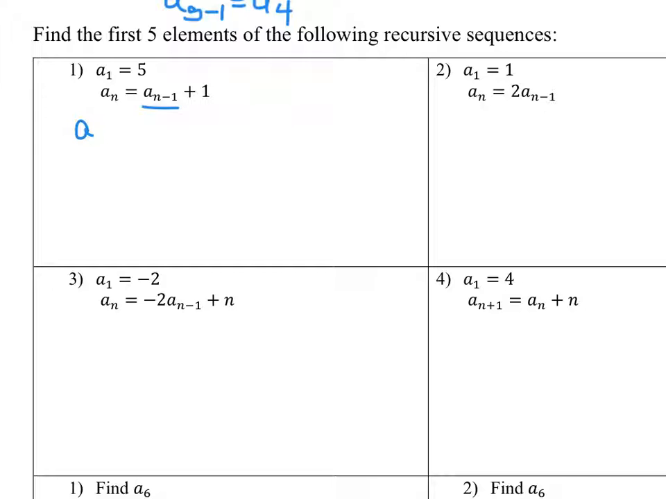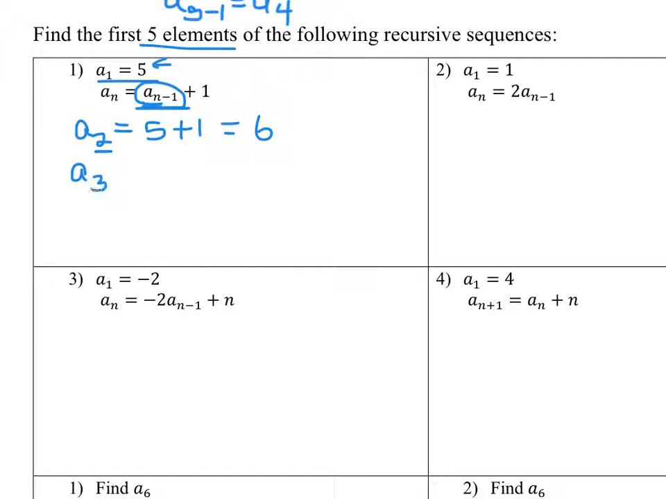So if I want to find the first 5 elements here, well, I know the first one, they give me that. A sub 1 is 5. So what's a sub 2? Well, it's 5 plus 1. Okay, because this one means whatever one was the one before. Well, I'm at 2, so the one before it was 1, which is 5. So that's 6.